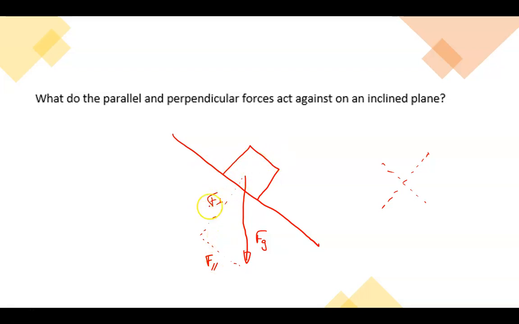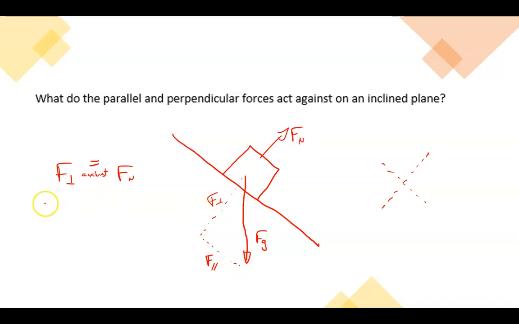Now, the perpendicular part of gravity should be equal and opposite to the normal force. So the force perpendicular goes against the normal force. And this is because the object actually does not fall into or leap off of the surface, so these things would in fact be equal and opposite.